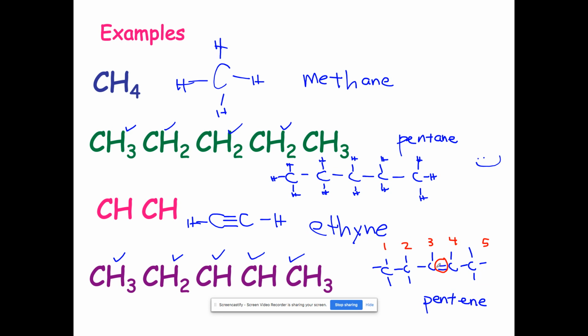This double bond comes after the 3rd carbon. But wait a second. What if I were to number it this way? 1, 2, 3, 4, 5. Now the double bond comes after the 2nd carbon. We're going to call it 2. Remember, folks, this is not etched in stone. These things are rotating around in space. If we were together in class, we would build this. So you can see that you can read it either way. So we call this 2. That is the location of that unique structure, pentene.